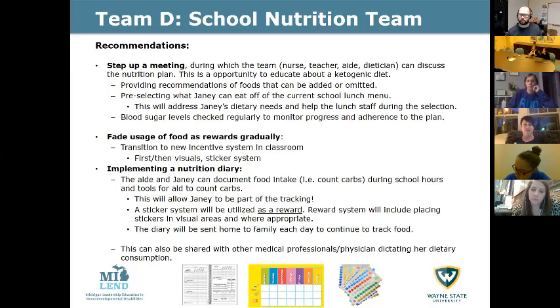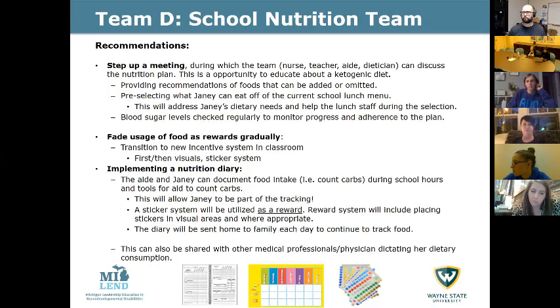We would want to get involved so the dietitian could find out what foods Janie is able to eat off the current school lunch menu, because we're not sure that she's eating the foods that are good on the ketogenic diet. Helping the lunch staff with the selection. The nurse would have to check her blood sugar levels regularly to monitor her progress.